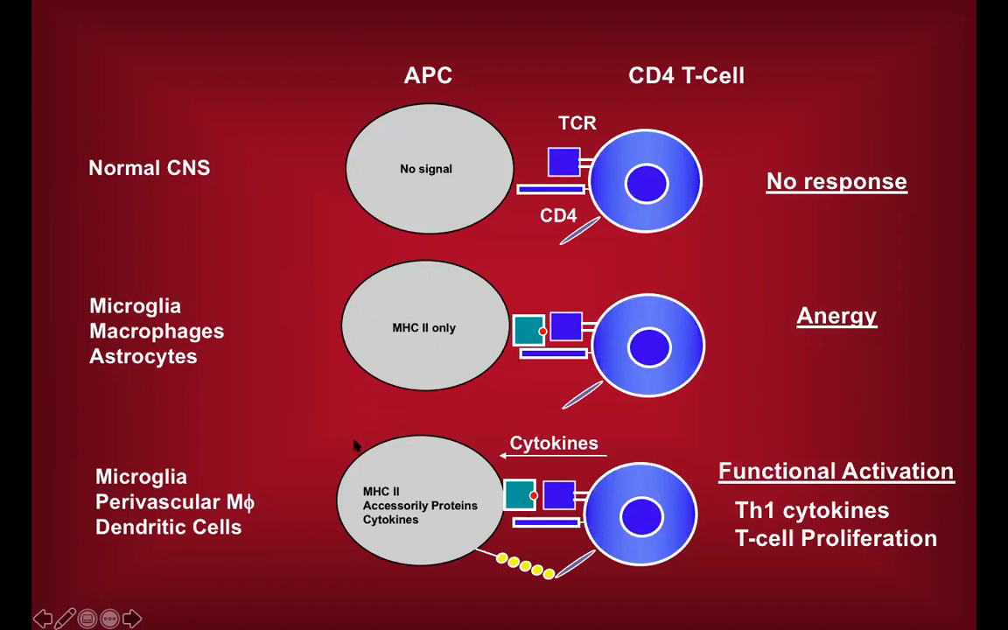Now, what cells can cause this functional activation? Meaning they have MHC2, they have accessory proteins, they have cytokines, and cause a full functional response. Those would be the microglia, CNS macrophages, and dendritic cells. So relevant to neuroimmunology, these are the only antigen presenting cells that can present to a T cell on MHC class 2.